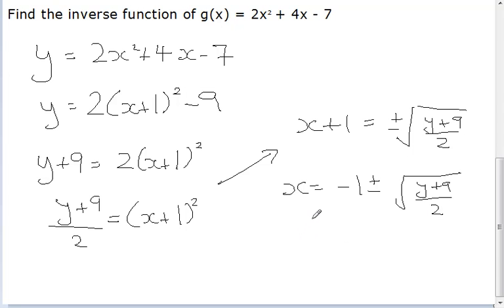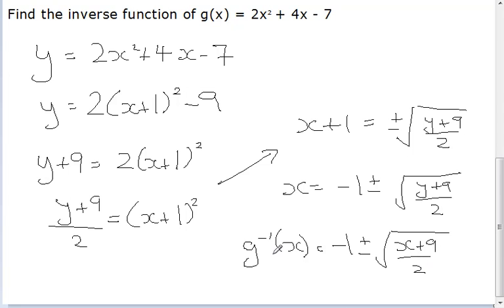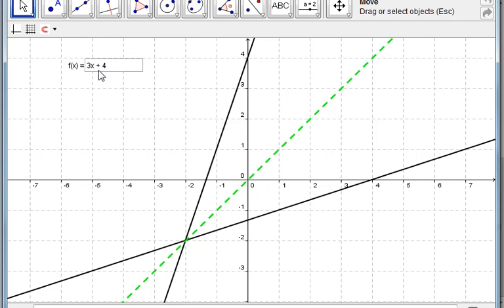And now all I need to do is change that back into function notation. Of course I've got g of x here, so this should be g to the minus 1 of x equals minus 1 plus or minus the square root of x plus 9 over 2. So there's my inverse.